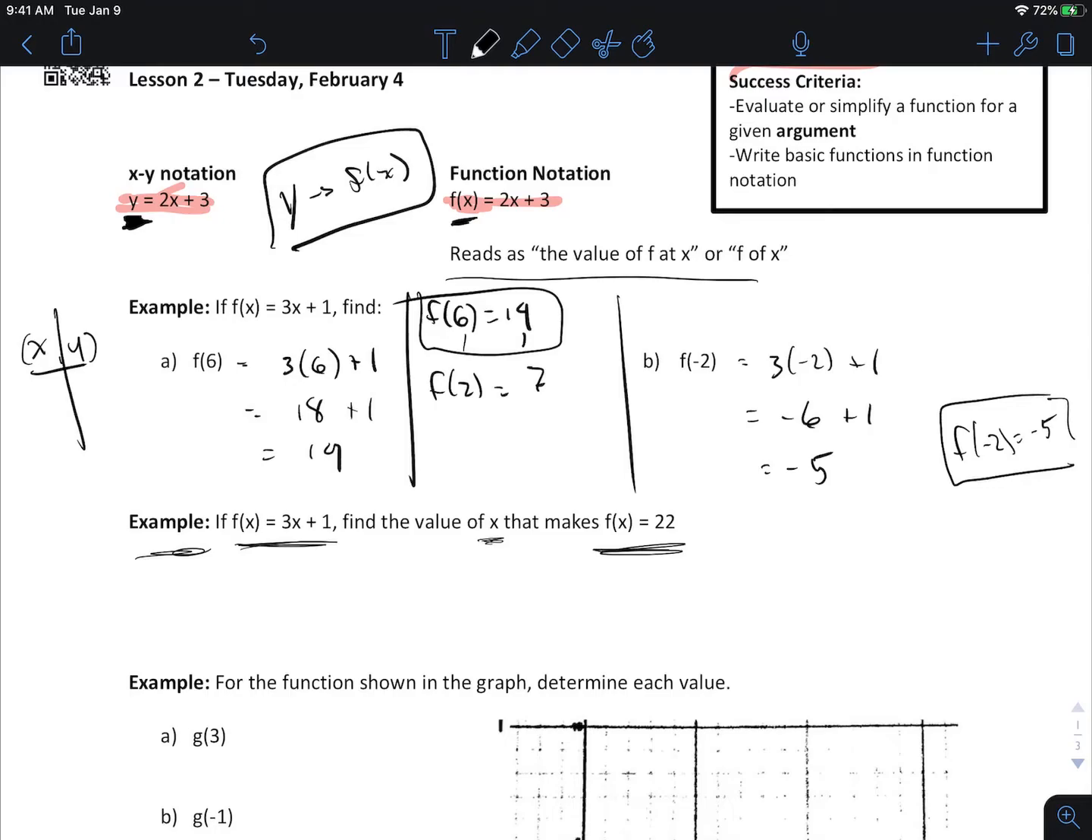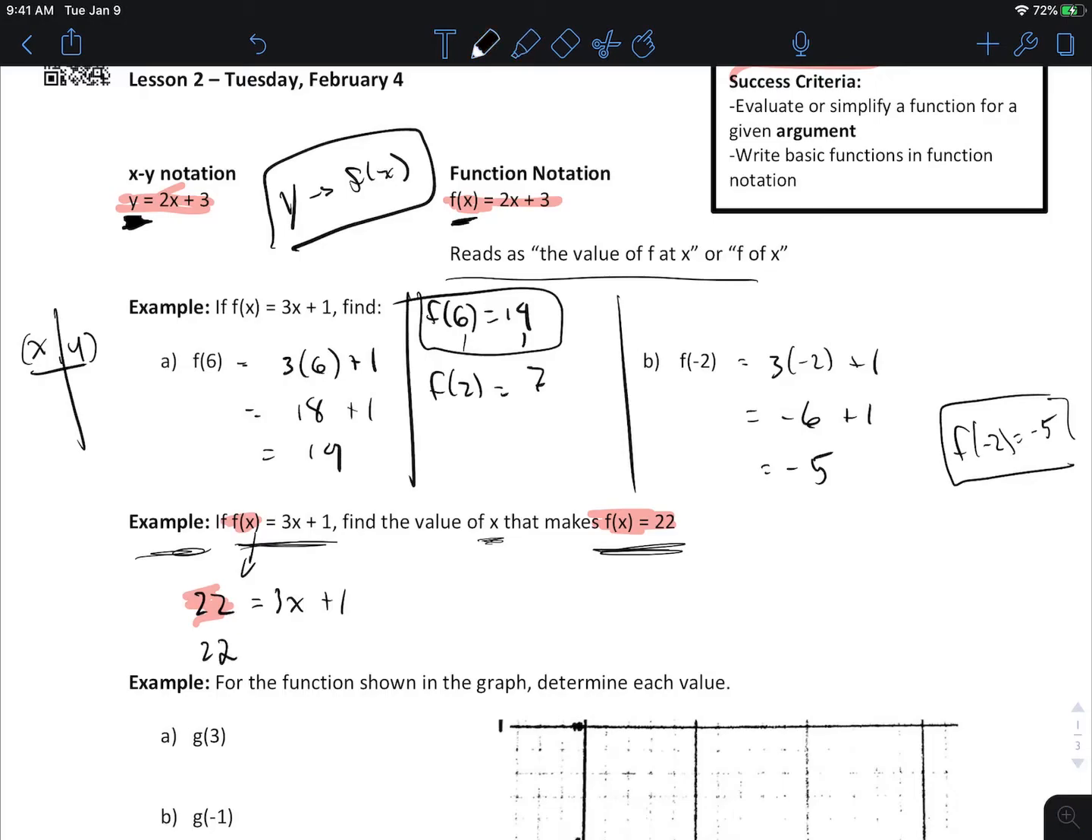Does that make sense? So you just go like this. f of x is equal to 22. I'm just taking the function here, so I'm going to go 22 is equal to 3x plus 1. See that? This is almost like a substitution. There's f of x, it's equal to 22. I see f of x over here, so you're just replacing it with a number. And then you just solve for x.